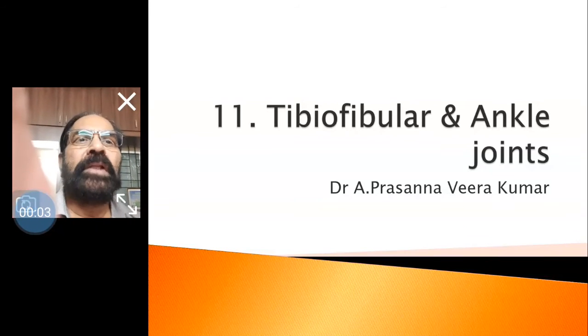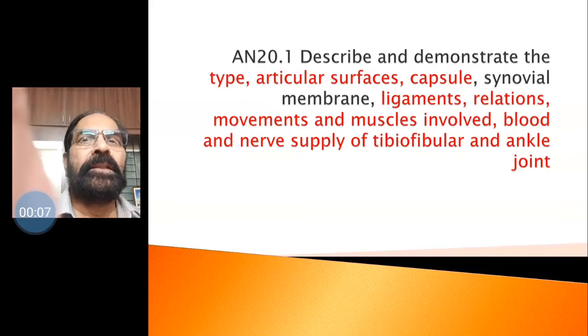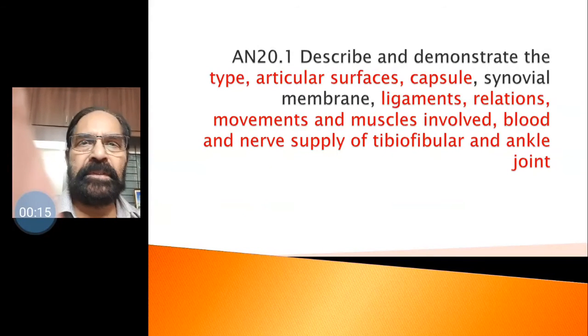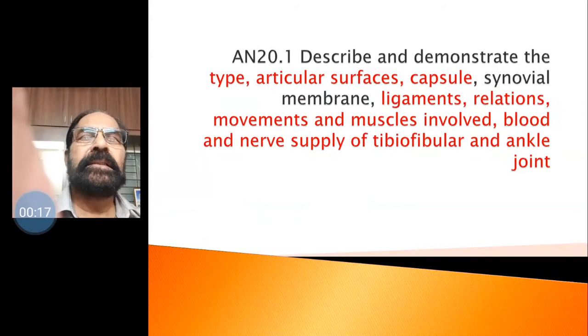The tibiofibular and ankle joints. So in this we will be discussing the type, articular surfaces, capsule, ligaments, relations, movements and the muscles producing them, blood supply, nerve supply of the tibiofibular and ankle joints.